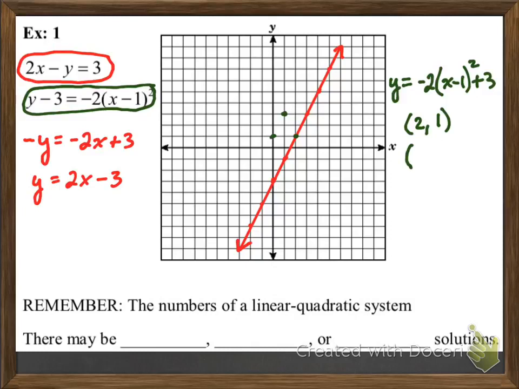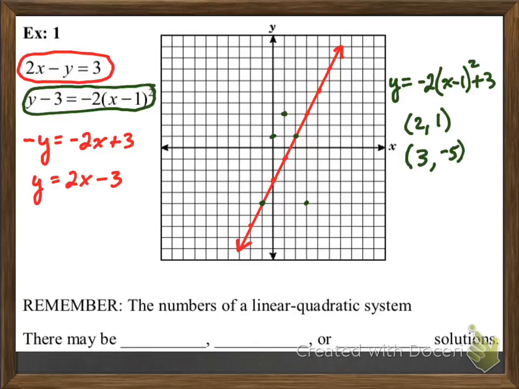Let's use an x value of 3. All right, so when x is 3, you have 3 minus 1 is 2. Squaring that gives you 4. 4 times negative 2 is negative 8. And negative 8 plus 3 is negative 5. So 3, 1, 2, 3, 4, 5 is right here. The symmetrical point is right here, which also is on our graph of the line.